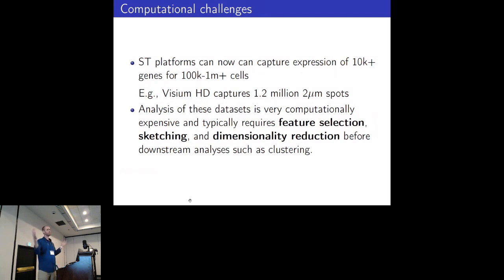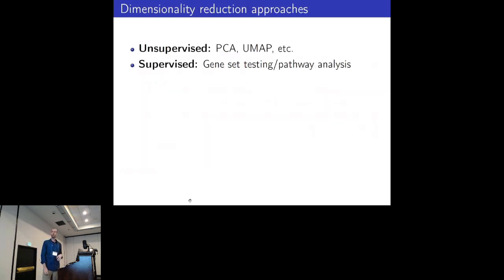People have to reduce the number of genes through feature selection, then they reduce the number of locations by sketching, and then on this sketched, feature-selected data, they perform dimensionality reduction. And they have to do all of that before you can do any kind of downstream analysis like clustering. In my own research, I'm most interested in the dimensionality reduction part of this. And of course, the standard is usually truncated PCA followed by maybe a nonlinear method like UMAP for visualization. You can also do this in a supervised context by treating it like gene set testing, where we aggregate genes by biological function.